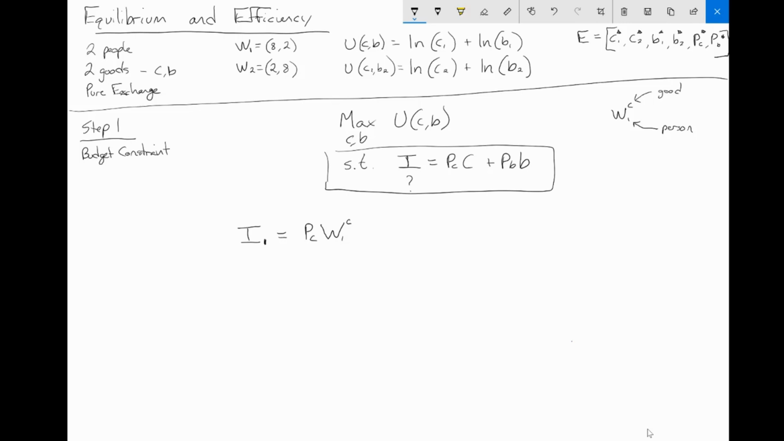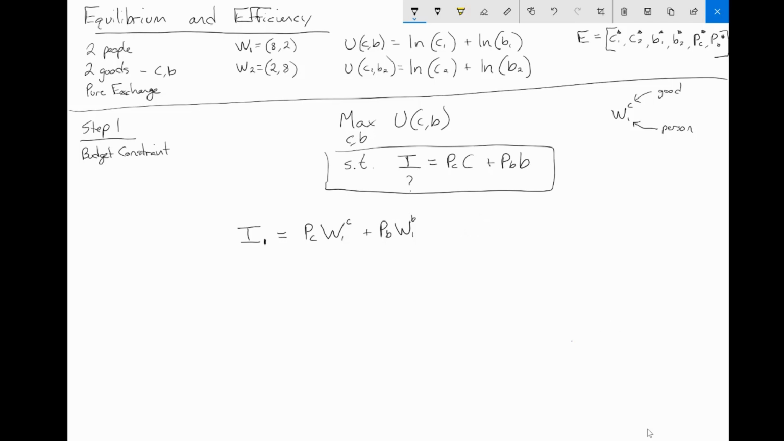Okay, so this would be person one's initial endowment of cereal plus the price of bagels times person one's initial endowment of bagels. So this would basically be the total value of their initial endowment. If we wanted to use the values that we know, person one starts off with 8 bowls of cereal and 2 bagels. So this would be PC8 plus PB2. All right, but we'll stay generic for now.